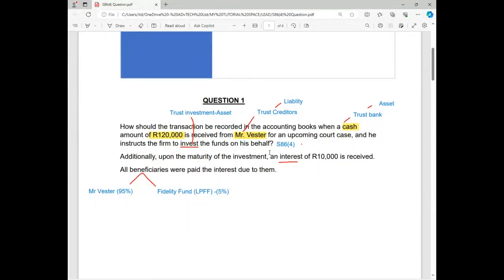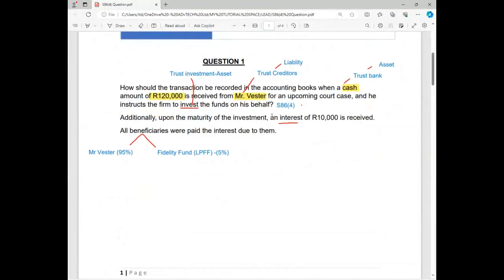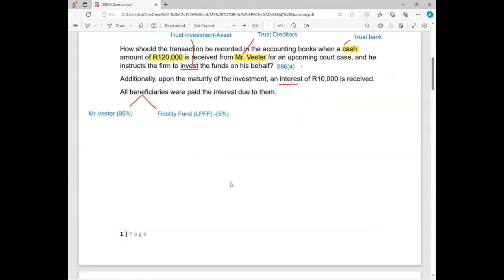Let's continue with our question. So we have already analyzed the question. So what we need to do at the moment is to make sure that we record this information in the accounting books as per the requirements. Okay, so now we will be opening what we call the general ledger account.